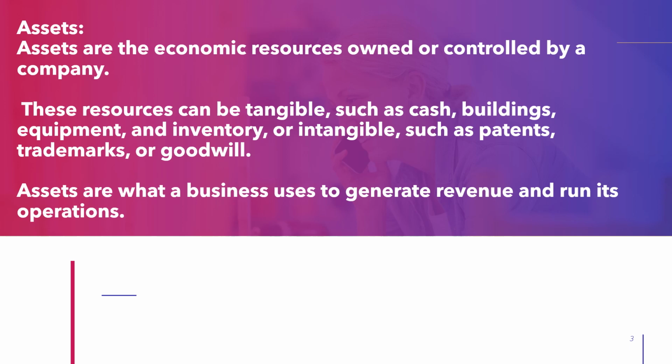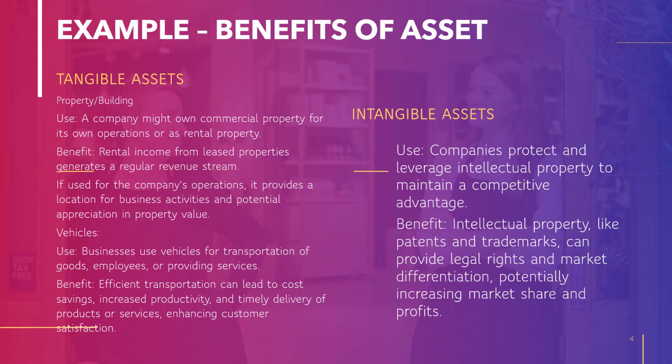So the assets are classified as tangible assets such as cash, buildings, equipment, inventory. And intangible assets are patents, trademarks, goodwill, etc. And we are going to see an example. What are the benefits of having assets? How does a company utilize assets? How does it generate income from the asset? Say for example, a property or a building. This is a fixed asset or a tangible asset. A company might own a commercial property for its own operation or as a rental property.